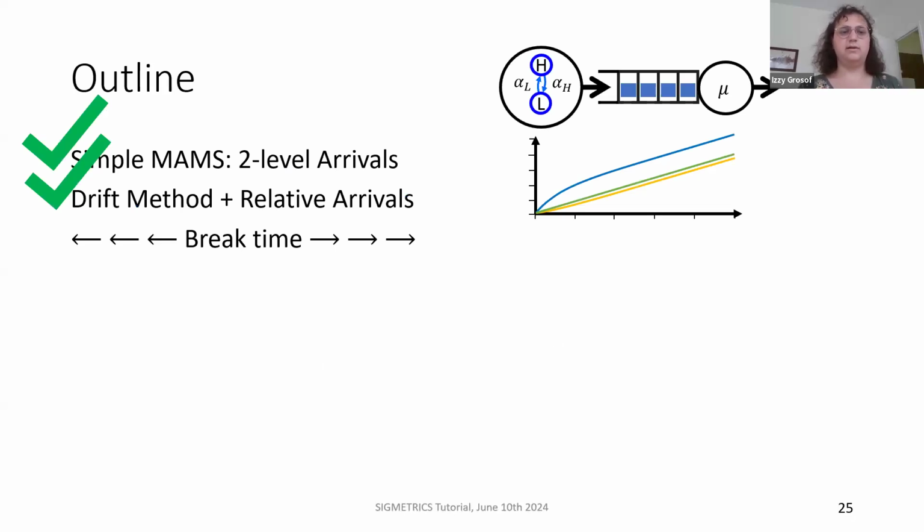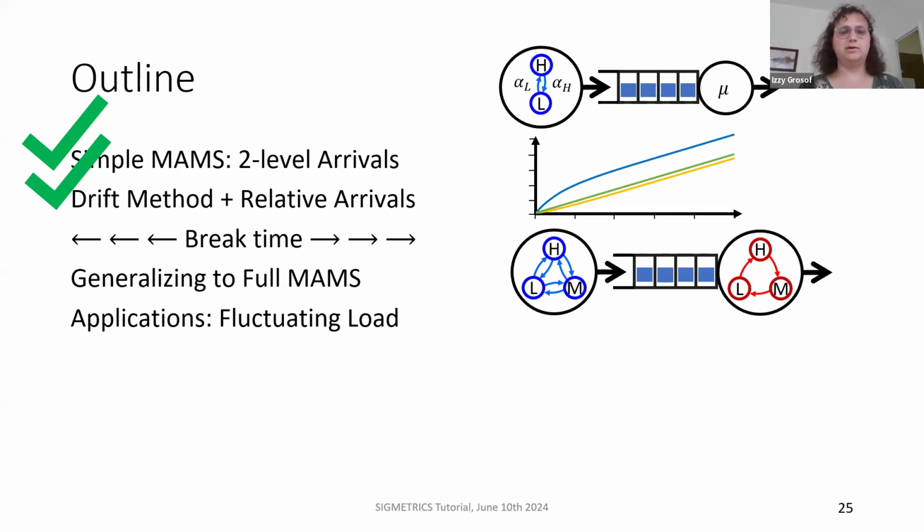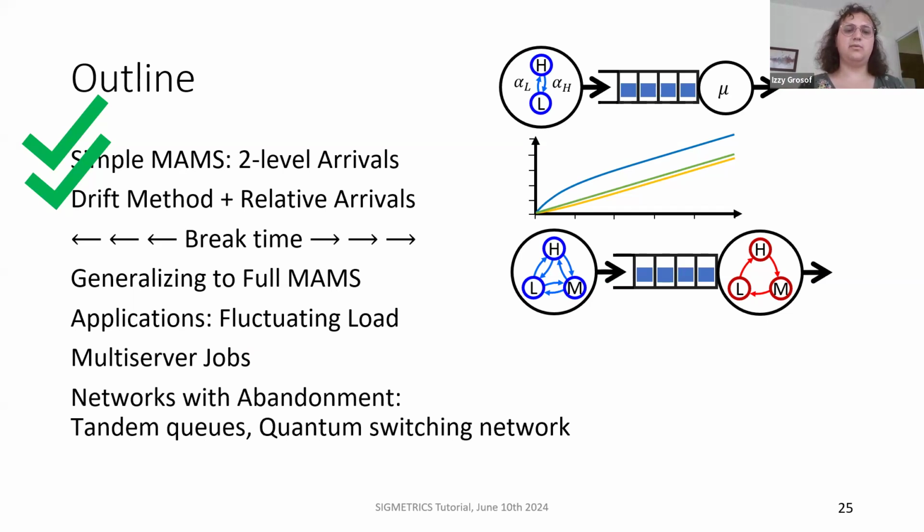All right, so let's return. Just to come back to our outline: we looked at the simple MEMS system, and we tightly bounded its Q length using the drift method and relative arrivals. Now, after the break, what we're going to do is generalize to the full MEMS. We're going to look into a variety of applications. First, the basic fluctuating load setting. Then we're going to look at a multi-server job setting, and the generalizations we'll need to capture that. And then we're going to look at networks with abandonment. So this will include a tandem queuing system with abandonment and a quantum switching network.